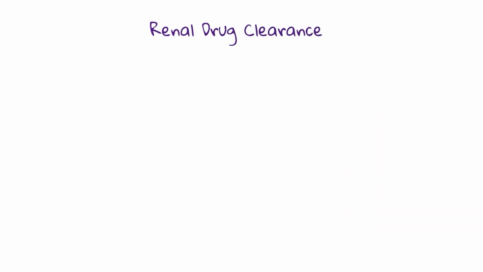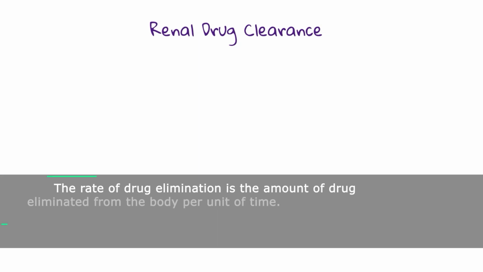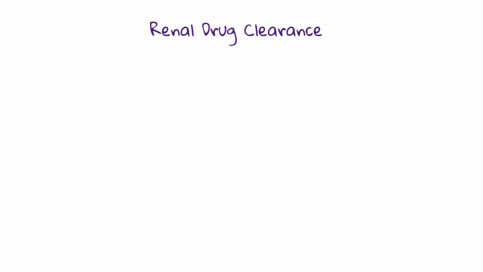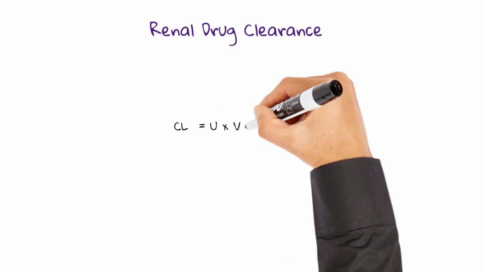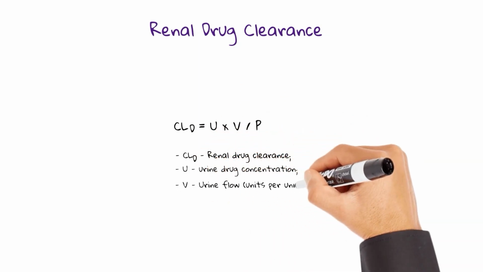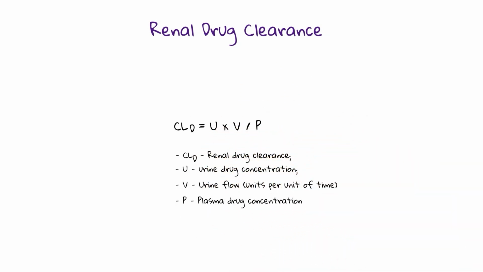Elimination of drugs by the kidneys can be estimated by calculating renal clearance. As you remember, renal clearance can be defined as the volume of plasma cleared from the drug by kidneys per unit of time. It can be calculated as urine drug concentration multiplied by urine flow per unit of time and divided by the plasma concentration of the drug. Clearance and the area under the curve of a given dose of the drug are inversely related.